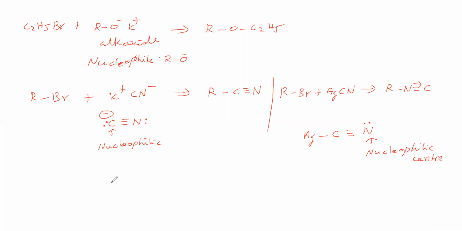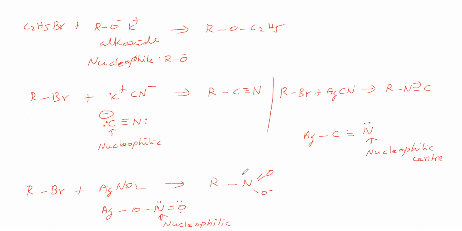Then we will take alkyl halide with AgNO2, silver nitrite. We can write it like this. Here, this is the nucleophilic center. So what compound will we get? We will get a compound like this. Nitro compound we will get.